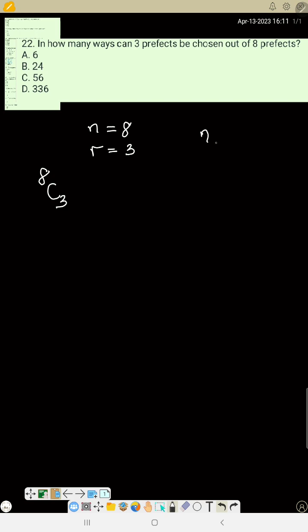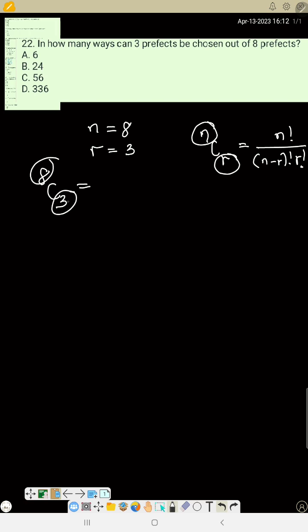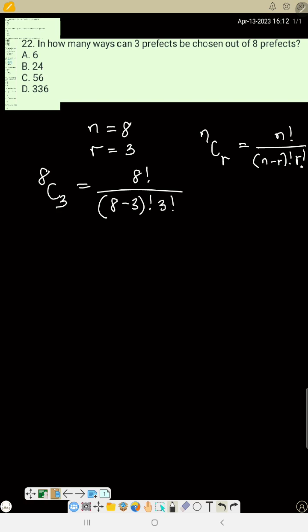So this is the formula for combination. n combination r is equal to n factorial over n minus r factorial r factorial. So that's the formula for combination. So if we go with that formula, it means n is 8, r is 3. So put it in the formula. So this will become 8 factorial over 8 minus 3 factorial 3 factorial. So this is 8 factorial divided by 5 factorial 3 factorial.